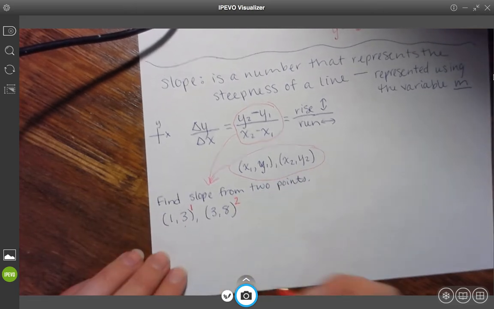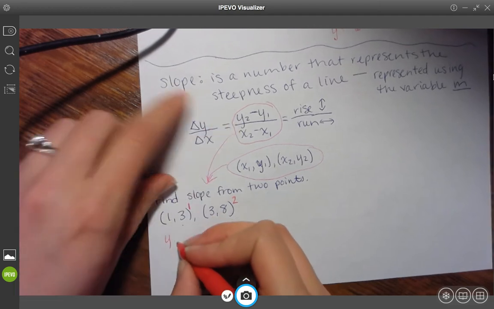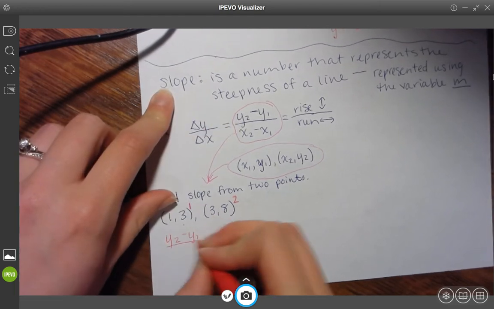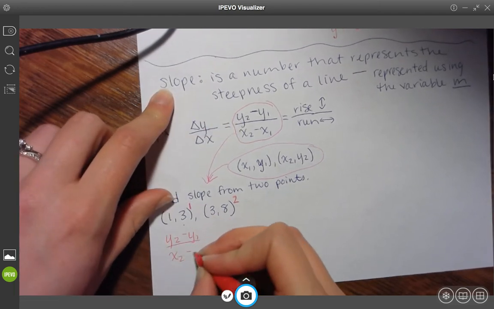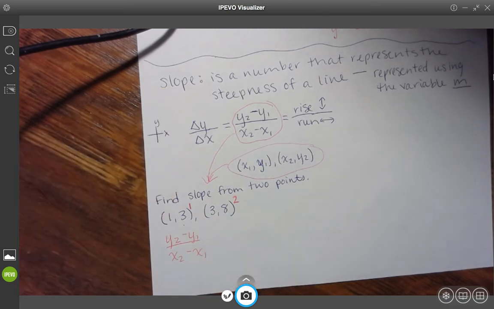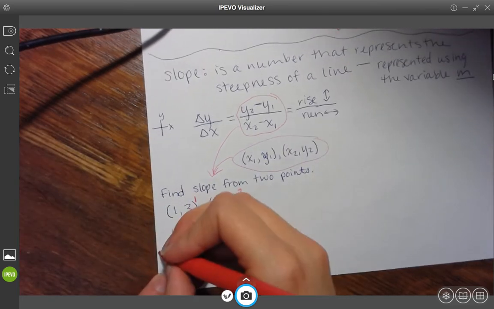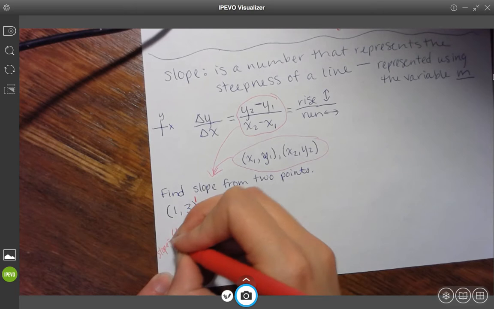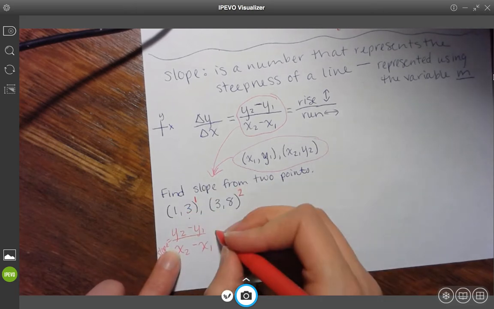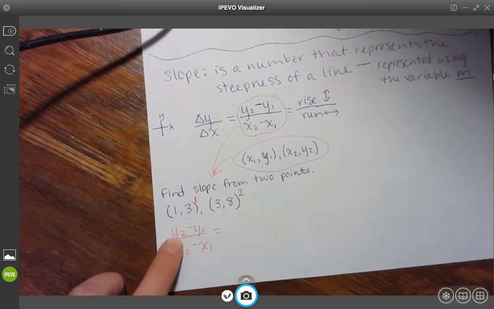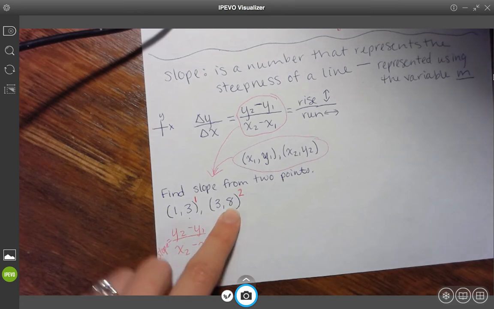To find my slope, it says y2 minus y1 over x2 minus x1, and that'll give me the slope. So slope equals this. Right? So y2 is the y value of my second point, so it would be 8.